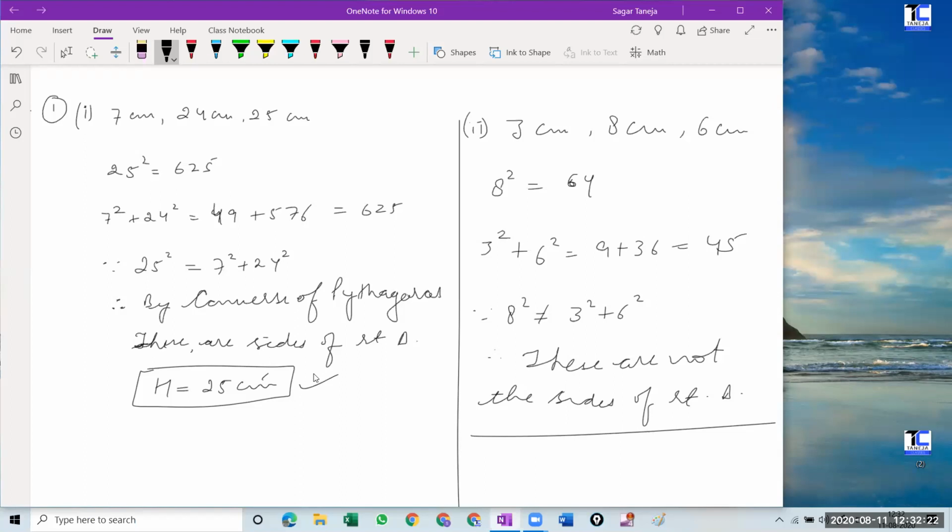If these are the sides of a right triangle, then we have to tell the length of the hypotenuse, and the hypotenuse, we know, is the longest. That's why h is 25 here. And this side we do not have this equation equal. If this equation is not equal, then we'll write that these are not the sides of a right triangle. Simple. So the first question is over, and in the same way you can do the third and fourth part.